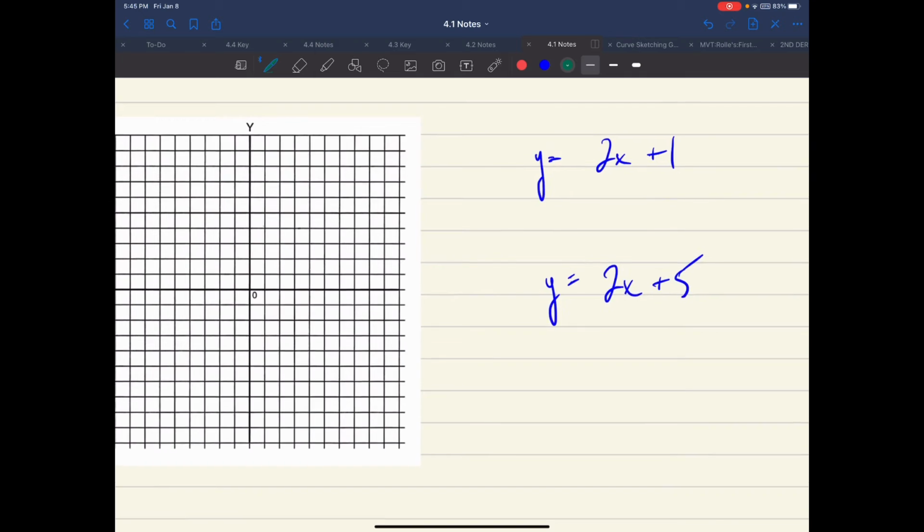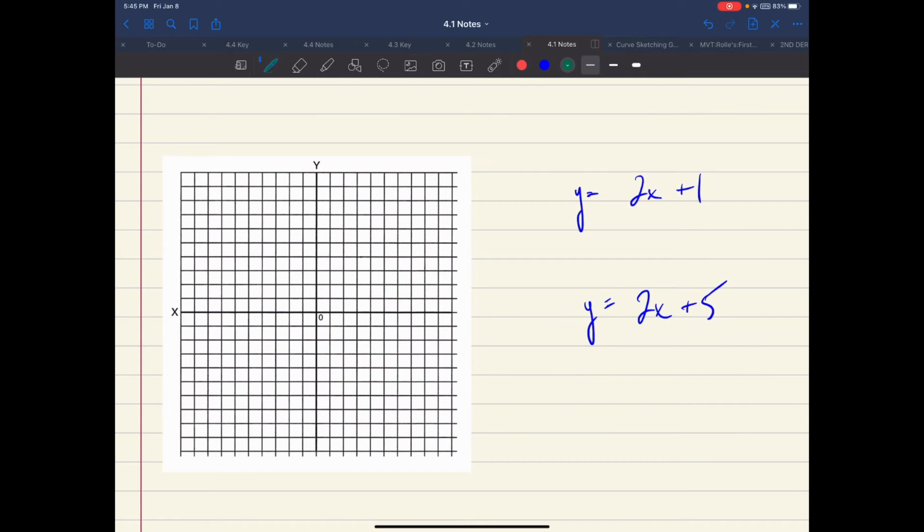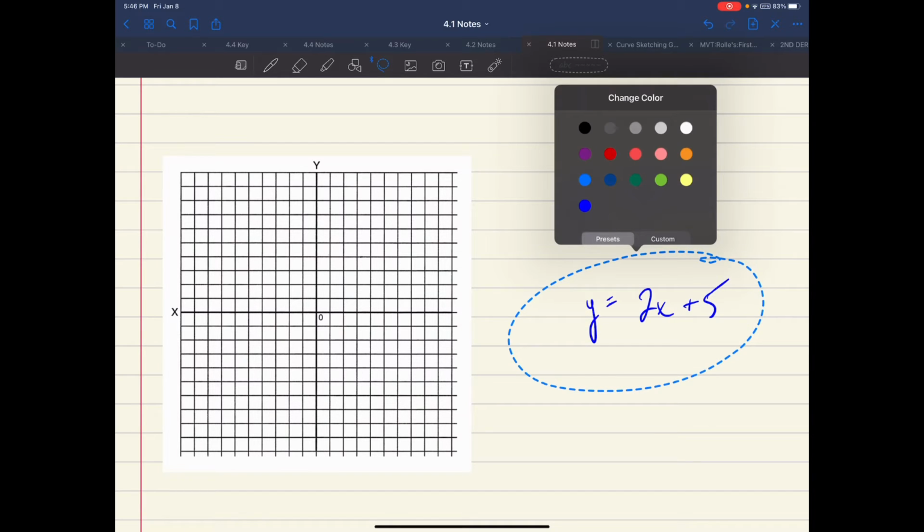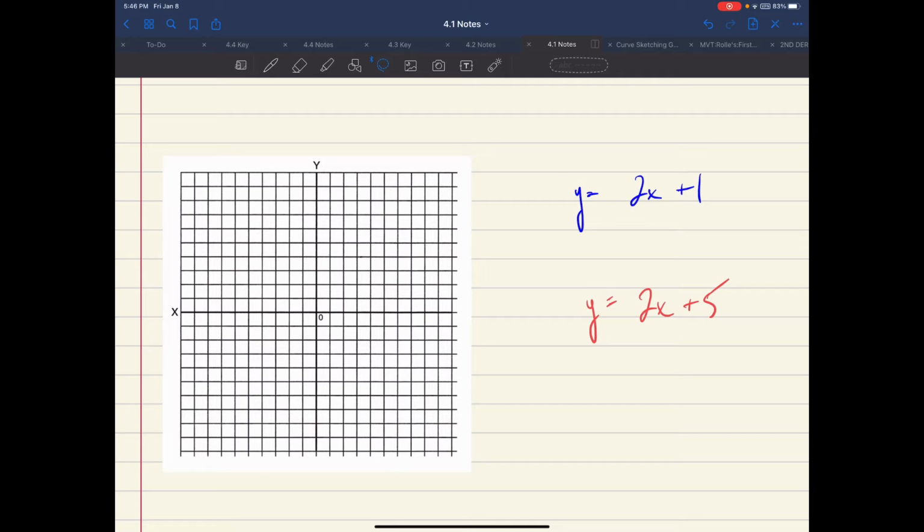Okay, so let's look at this one. I will again change the color of this. Okay, so y equals 2x plus 1, y equals 2x plus 5. I will graph the blue line first, so it goes through 1 and it has a slope of 2. So put my points up 2 over 1 all the way down. Okay, draw the line.